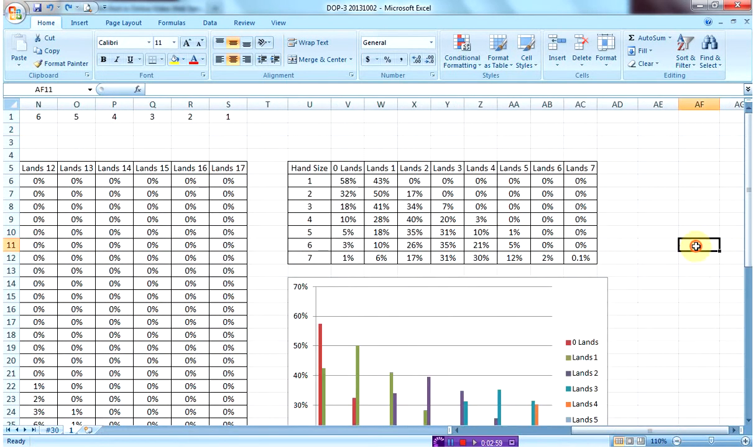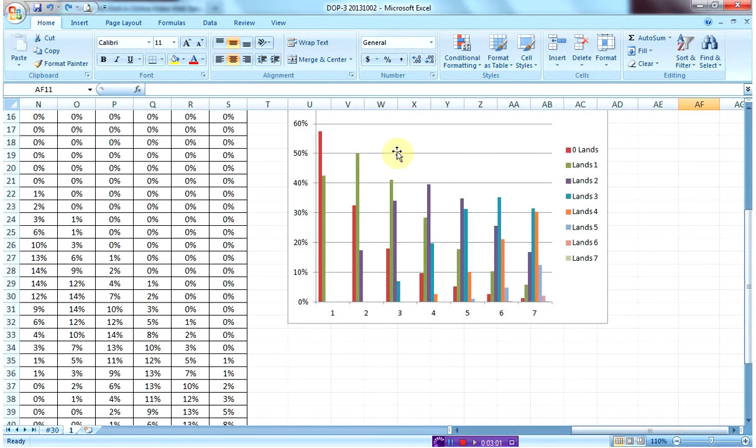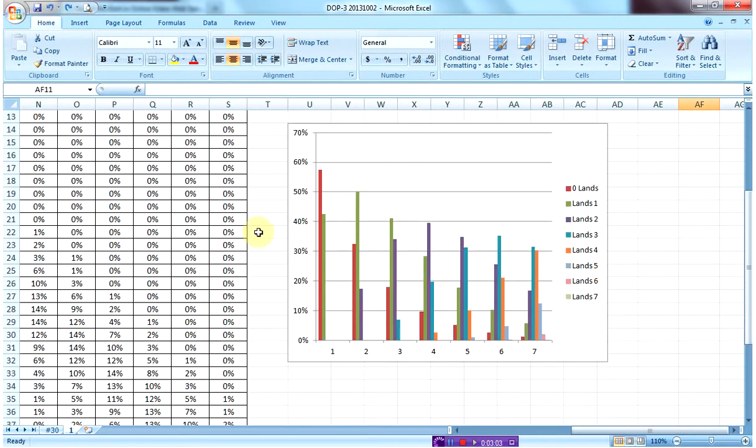The other thing is that I had brought this graph, when we looked at our probability distribution for lands in our opening hand, and put that onto a separate sheet. I brought it back for reasons that will be more clear later, so that when I make some copies of this sheet, each one will have a graph.